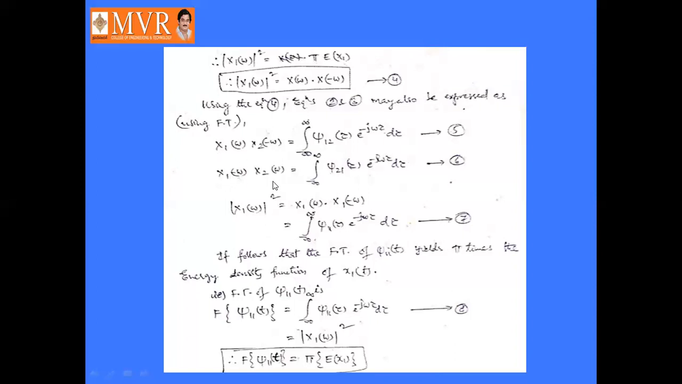Similarly, x1 of minus omega into x2 of omega is equal to the integral from minus infinity to infinity of j21 of tau into e power minus j omega tau d tau. That is equation number 6. And mod x1 of omega squared is equal to x1 of omega into x1 of minus omega, or we can write this as the integral from minus infinity to infinity of j11 of tau into e power minus j omega tau d tau. That is equation number 7. It follows that the Fourier transform of j11 of t is the energy density spectrum of x1 of t.